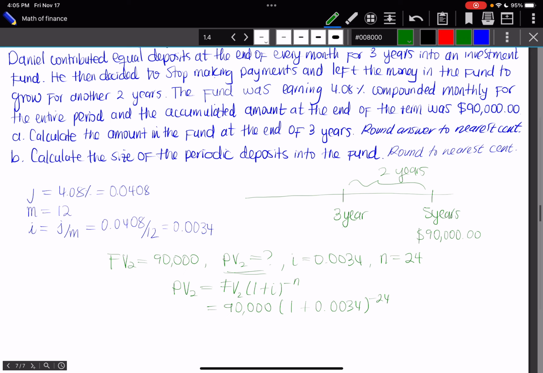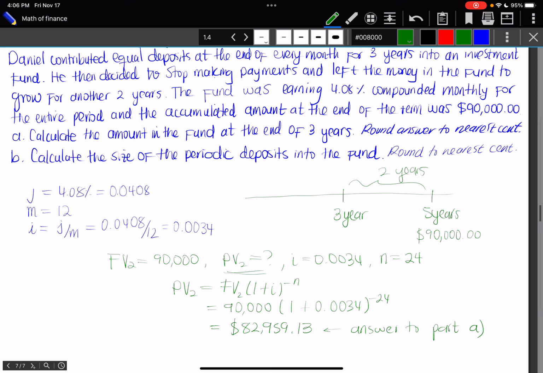And when you do that, you get the value 82,959 point, a bunch of numbers that start with 1 and then 2 and then 9, so we round this off to 13. So the answer to part A is right here. The amount in the fund at the end of the 3 years is $82,959.13.